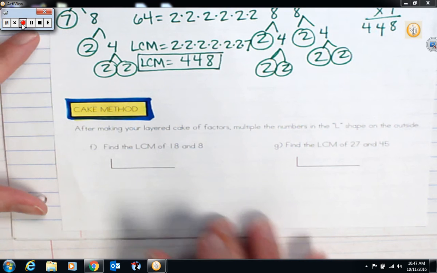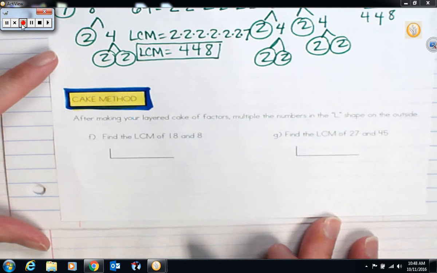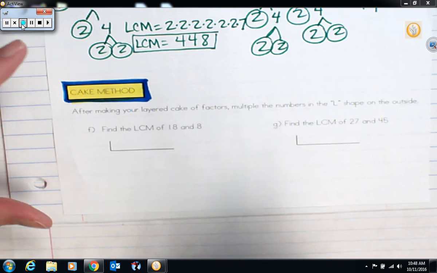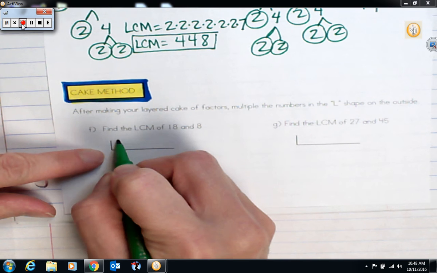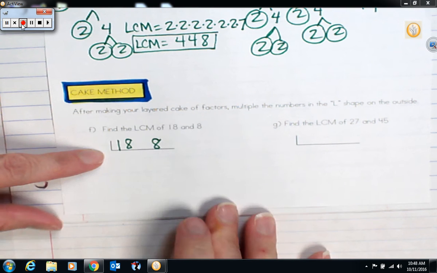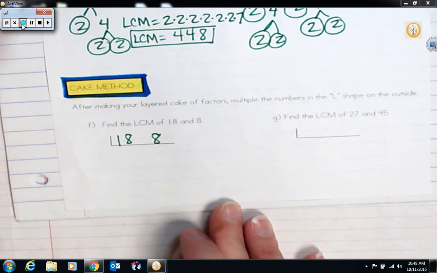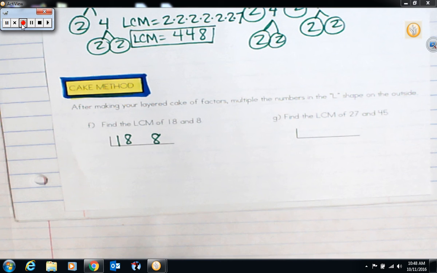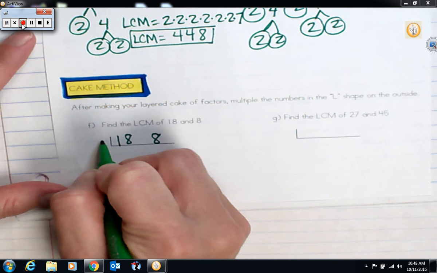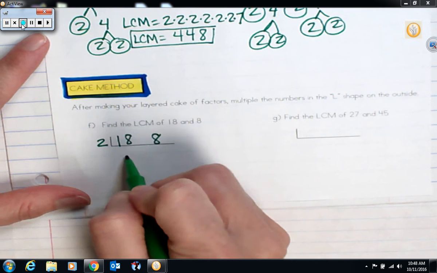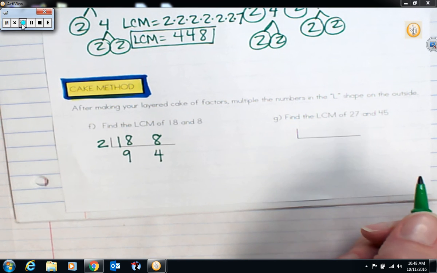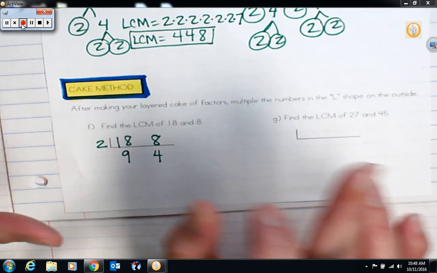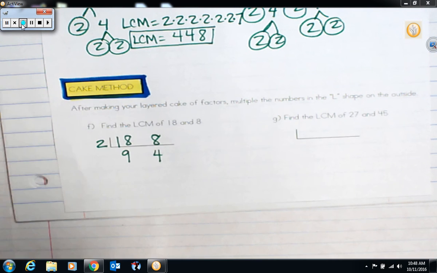The third method we're going to use for least common multiple is the cake method. And it looks like a layered cake when we're done. That's why we call it the cake method. So I'm going to set up 18 and 8 inside my first layer. And I need to think of a common factor of 18 and 8. It doesn't matter what common factor you use. It can be any common factor. So I'm going to do 2 because I recognize that they're both even. So 2 goes into 18 9 times, and 2 goes into 8 4 times. Then I see that 4 and 9 don't share any common factors. So my layers to my cake are finished.